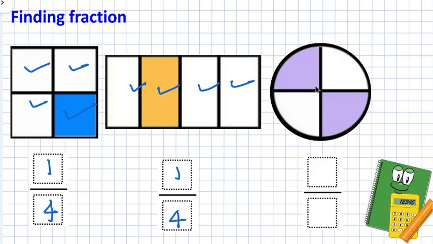In this one, we have two colored parts, 1, 2, and the total parts are 1, 2, 3, and 4. So this is how we write fractions when you're given a diagram.